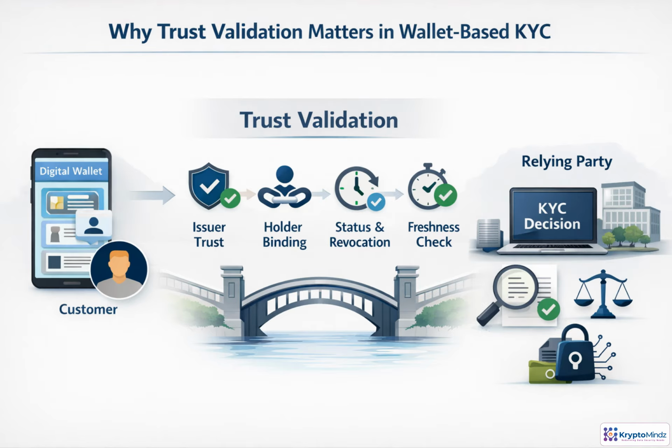In a wallet-based model, you're no longer just checking documents, you're checking trust. Every credential has to pass a chain of questions. Is the data correctly signed? Do we trust the issuer's governance and processes? Is the credential still valid, or has it been revoked? Is it bound to this specific holder and device? And is the presentation recent enough? Only when all these layers are satisfied should a KYC decision rely on that evidence.